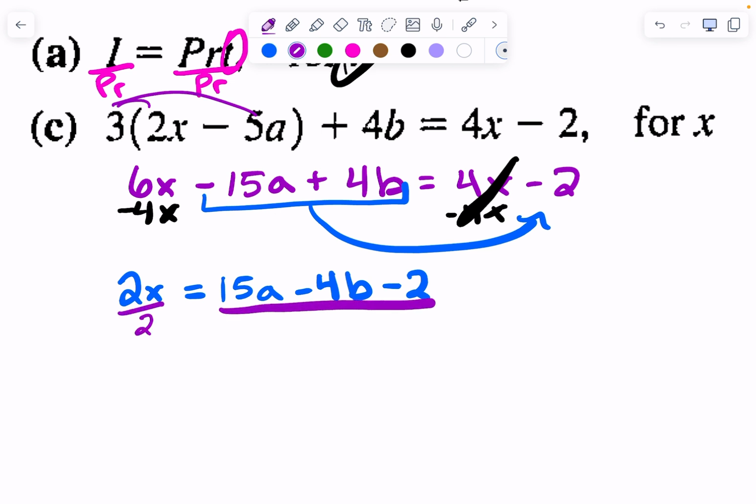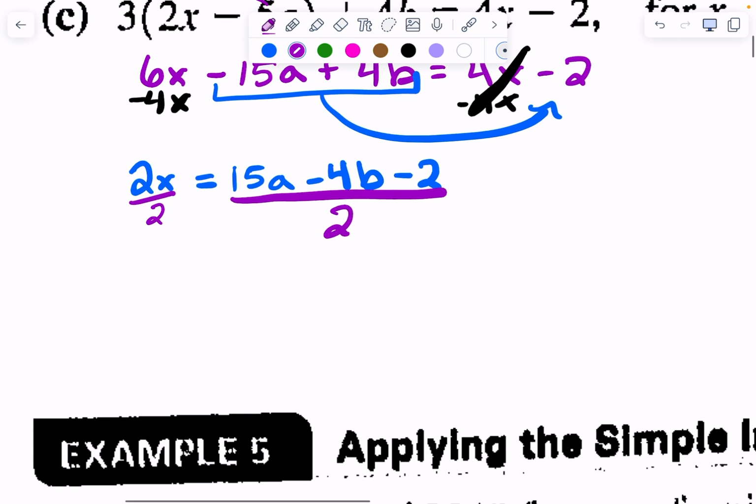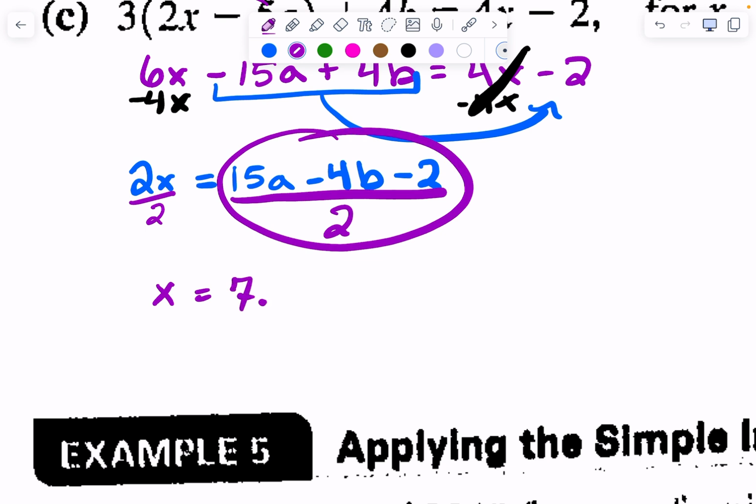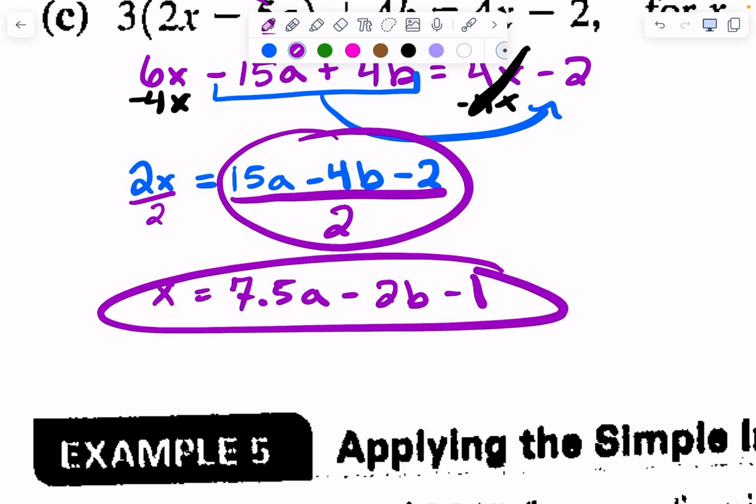Can we just divide the whole thing by 2 like that? Or you can do them individually by 2. So you can leave it like that. You can leave it like this, or you can write it as 7.5a minus 2b minus 1. Whichever, right? Does that make sense? You can do them individually. Good? Yeah, not so bad.